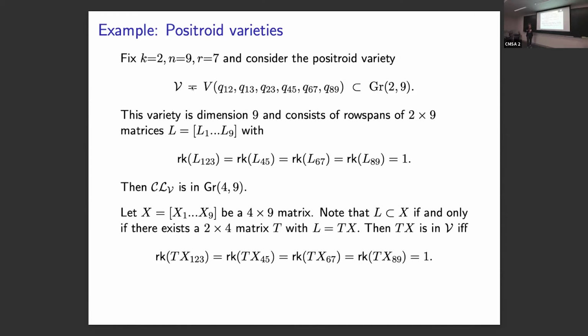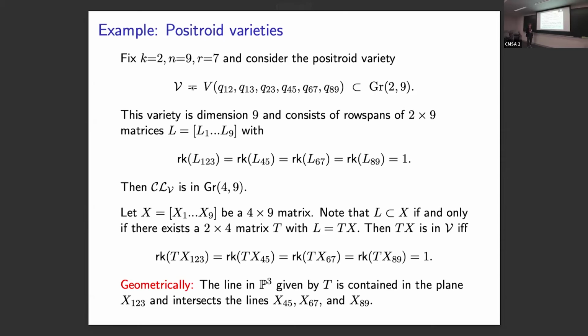Now we're going to do a very fun trick, which is to interpret these equations geometrically. T is a 2x4 matrix. We learned before that 2x4 matrices give lines in P3. This X_{1,2,3} is a 4x3 matrix, so it's a plane in P3. There's a line in P3, a line in P3, and a line in P3. And geometrically, what these rank conditions are saying is that the line in P3 given by AT is contained in the plane X_{1,2,3} and intersects the other lines.